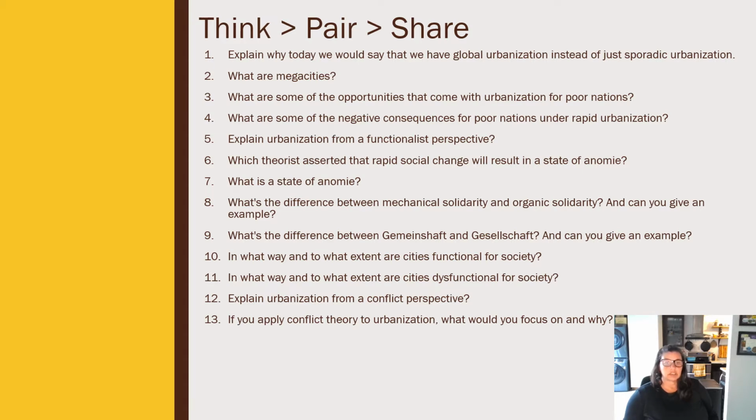Which theorist asserted that rapid social change would result in a state of anomie? Anomie is a term used in intro to sociology. It's a basic sociological term, so you need to know what that means. What is a state of anomie? What is the difference between mechanical solidarity and organic solidarity? And can you give an example?